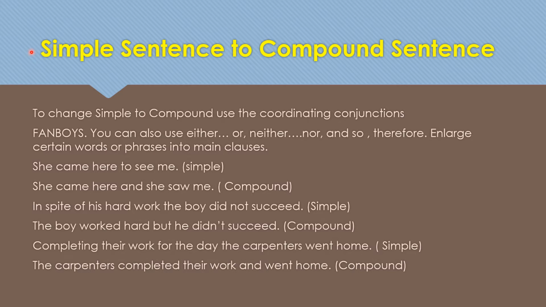A simple sentence is a sentence which has one subject and a verb, or it is one independent clause. A compound sentence consists of two or more main clauses joined by coordinating conjunctions. A complex sentence consists of a main clause joined by a subordinate clause. Subordinating conjunctions introduce a subordinate clause, or subordinating conjunctions are used to form a complex sentence.